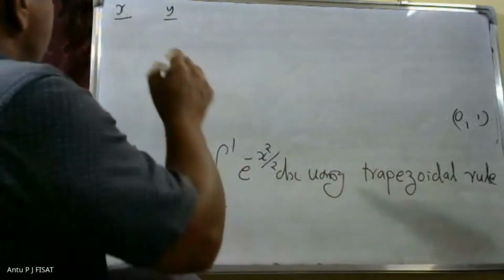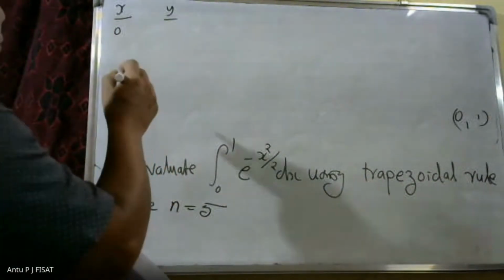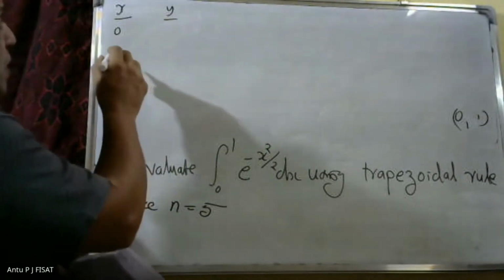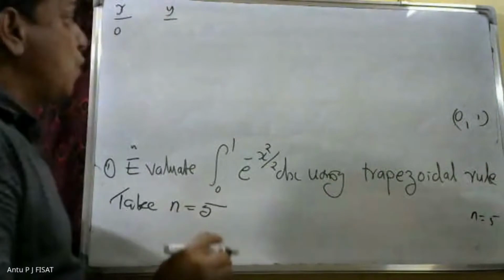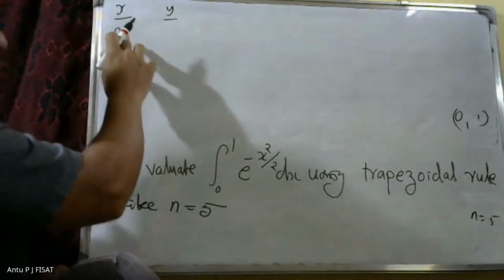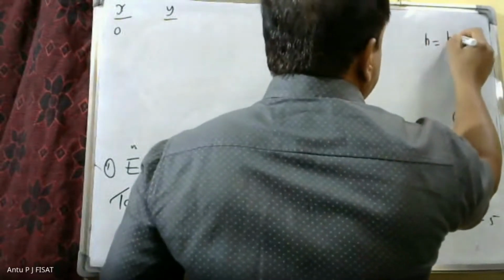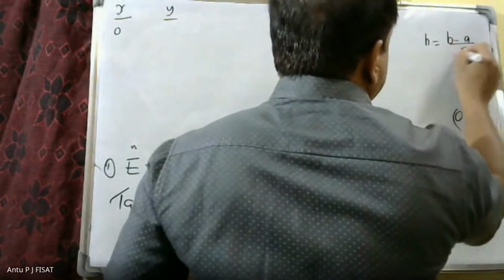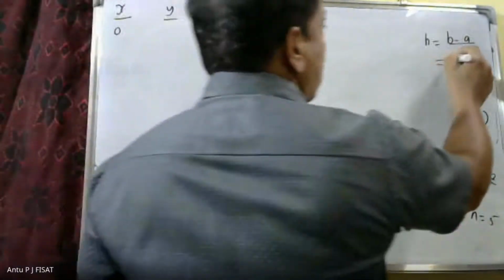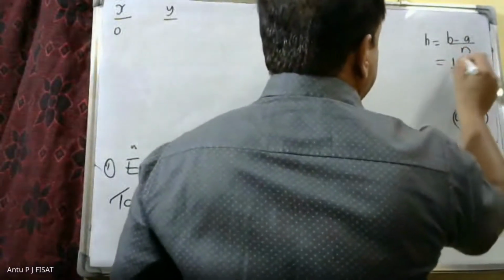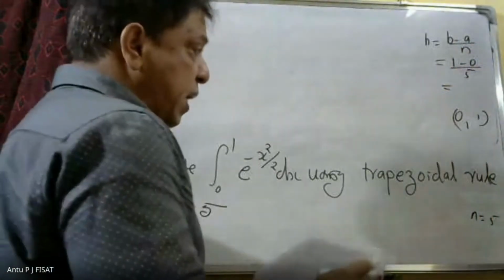That is, the first value is 0. Then the next value, number of intervals n is equal to 5. Then we can calculate the value of h. The value of h is equal to b minus a by n. Here b is equal to 1. 1 minus 0 by n equal to 5, so 1 by 5, that is equal to 0.2.